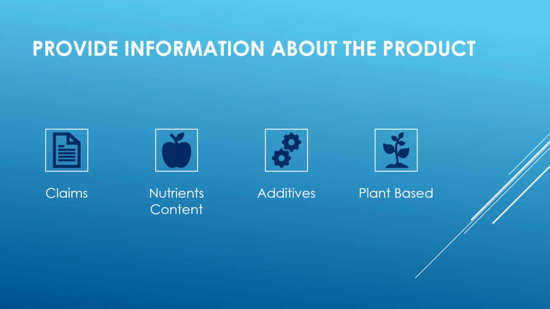Information about your product can be about certain claims that you want to make. For example, if you want to say your product is fat-free, nutrient contents, this product has X amount of vitamin C, any additives that you may or may not have in the product, and also provide information about plant-based.